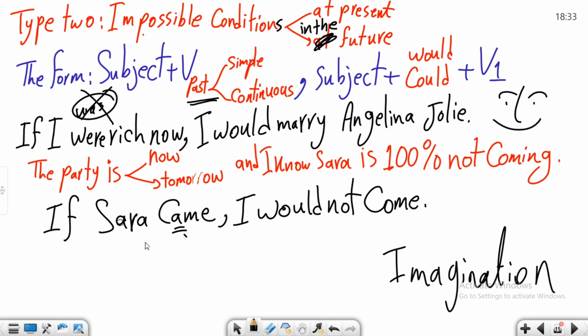If Sarah came means I am sure that Sarah is not here. If we are now in the present, I'm sure that Sarah is not here. Or if it's in the future, I tell my friend, I know 100% she's not coming. So if she came, I wouldn't come. Here, I am imagining an impossible condition and the result will be impossible.